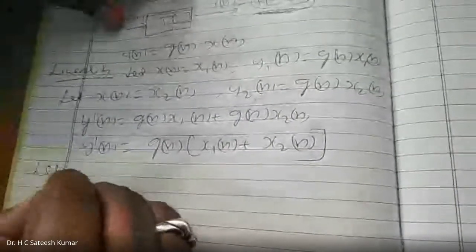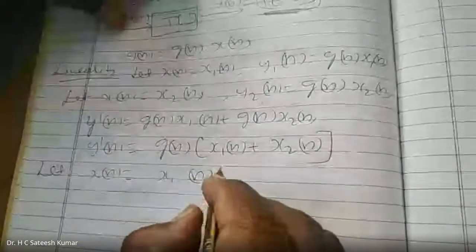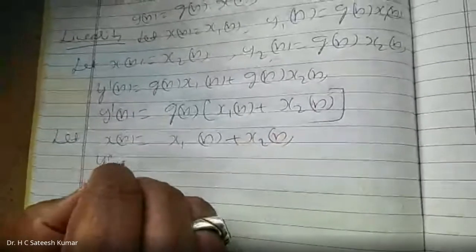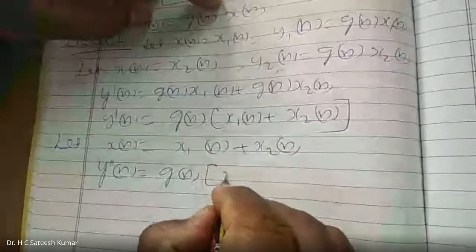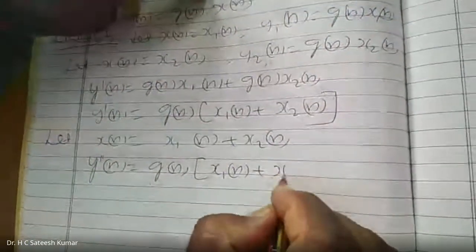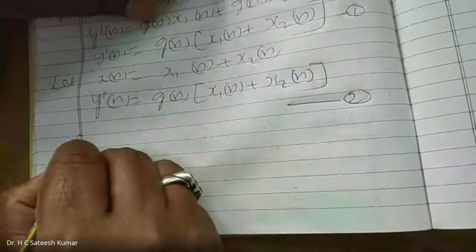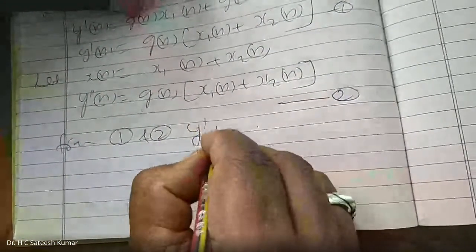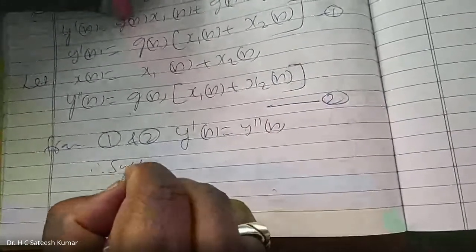Let x of n be equal to x1 of n plus x2 of n. Y double dash of n is equal to g of n, you keep it as it is, and in place of x of n you put x1 of n plus x2 of n. We call this equation number 2. From 1 and 2, y dash of n is equal to y double dash of n. Therefore, the system is linear.